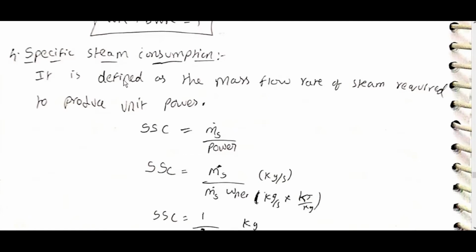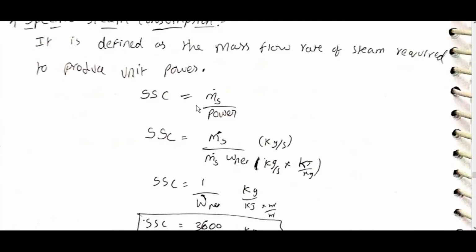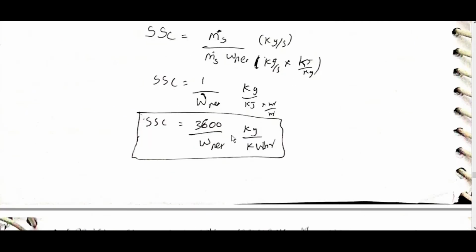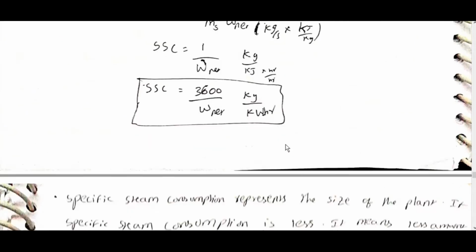Specific steam consumption is defined as the mass flow rate of steam required to produce unit power. SSC is equal to ms dot by power. SSC is equal to ms dot by ms dot into W net, in kg per second over kg per second into kilojoule per kg. SSC is equal to 1 by W net kg per kilojoule, and per hour, SSC is equal to 3600 by W net kg per kilowatt hour.